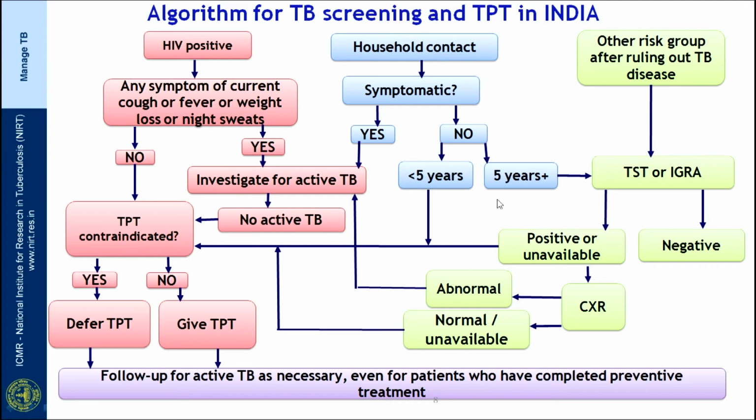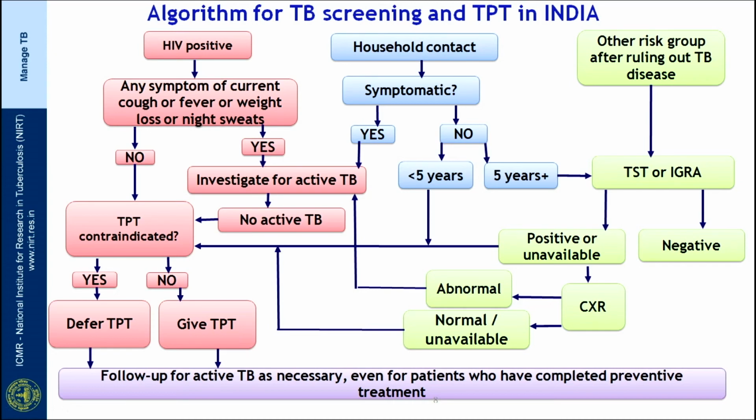In case of household contacts aged 5 years and above, a TST or IGRA test can be done if it is available. If TST is positive, then we assess them for TPT contraindications, and if there are none, then give TPT. If TST or IGRA is negative, then nothing, they need not be given TPT. Similarly, if the TST is positive or unavailable, then we can also do a chest X-ray screening, and those with an abnormal chest X-ray will have to be investigated for active TB disease, and TB disease has to be ruled out. If the chest X-ray is normal or unavailable, then they can be assessed for TPT eligibility by ruling out any contraindications, and then they can be given TPT.